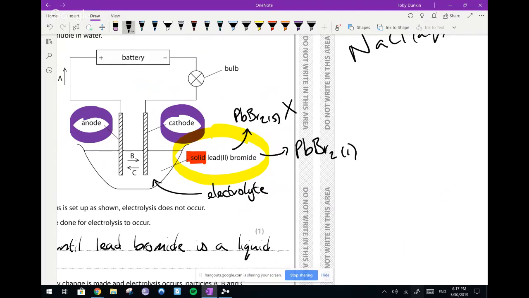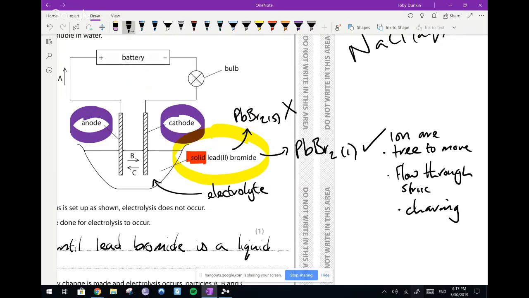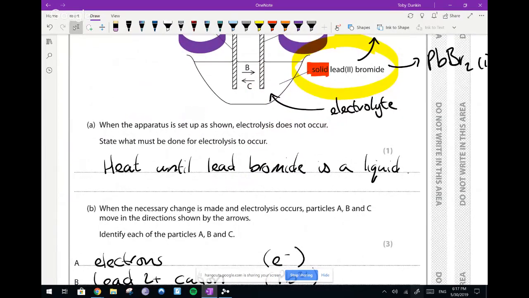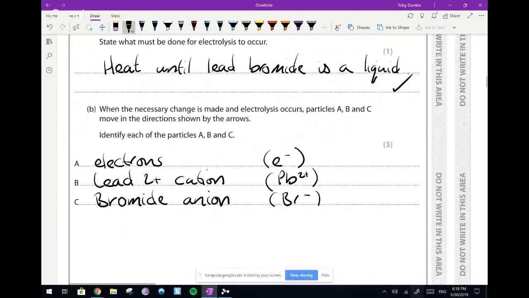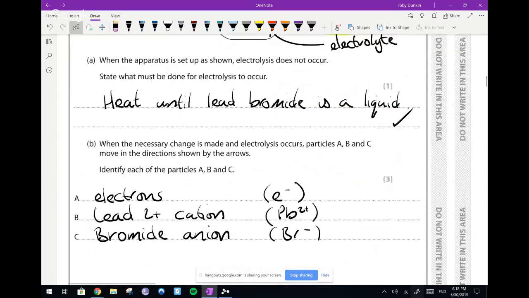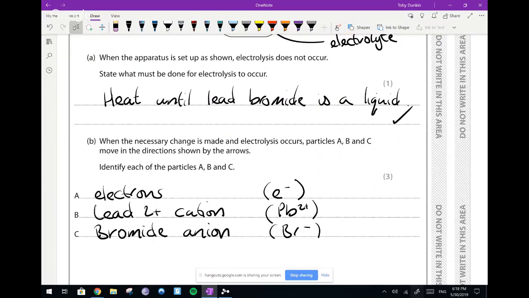So we're going to have to heat this until it melts, and then it will conduct because the ions are free to flow, free to move, and flow through the structure, carrying charge. Remember, it is the ions that are carrying the charge in this particular case. So it says, state what must be done to the electrolyte: heat until the lead bromide is a liquid. So we're just freeing up those ions to be able to move. You could, of course, also add water, but then you're going to change the products of your electrolysis. Make sure you do a little bit of revision. Electrolysis needs to have a bit of focus for your revision, folks.